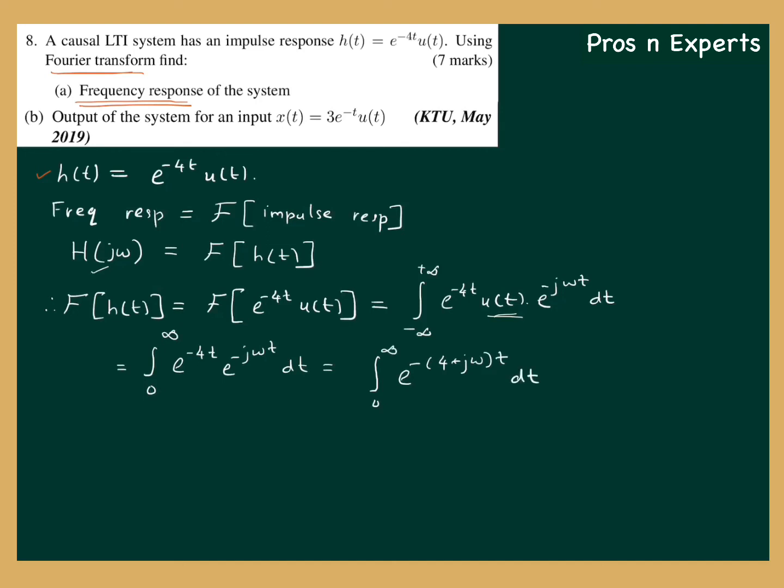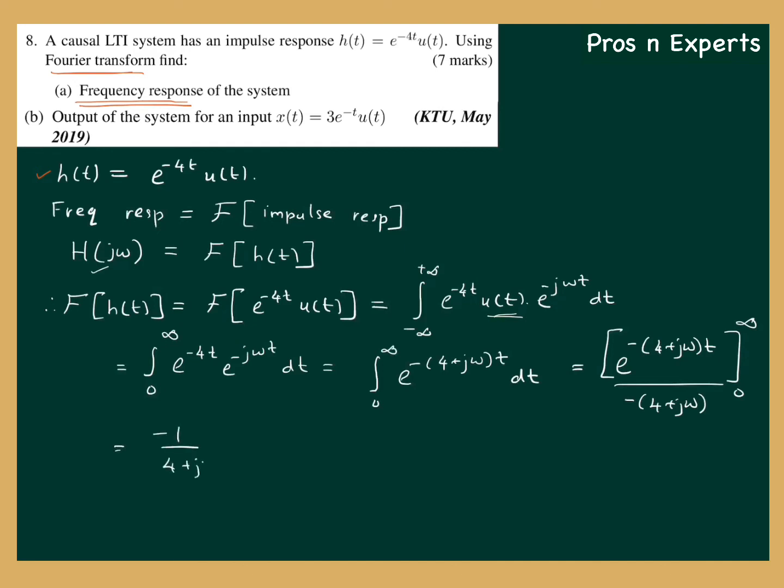Now you just integrate it. That is equal to e raised to minus of 4 plus j omega into t divided by minus of 4 plus j omega, within the limits 0 to infinity. Okay, now you need to substitute the limits.